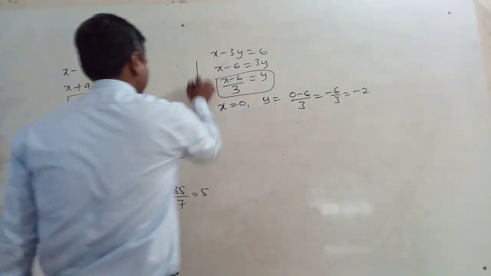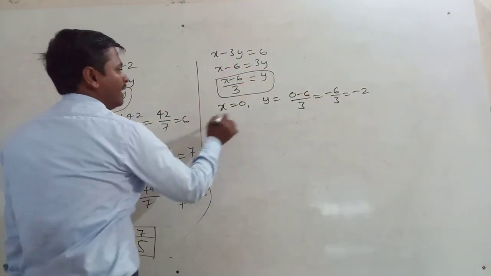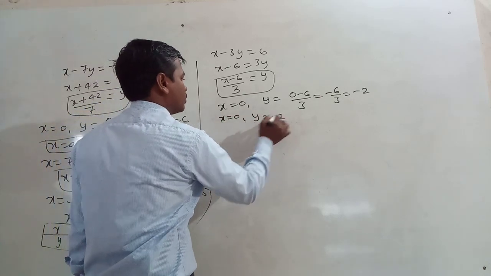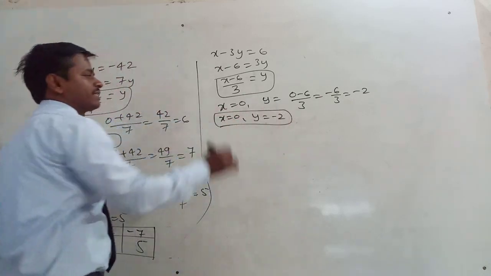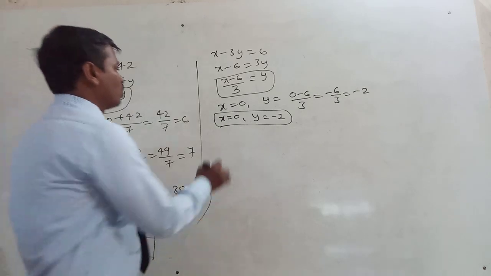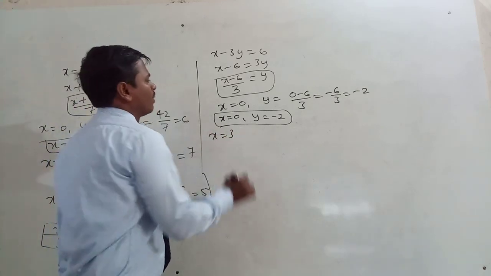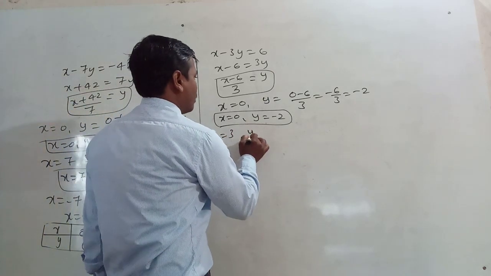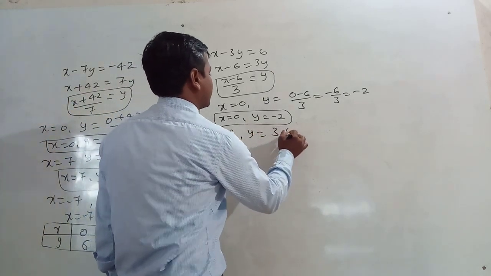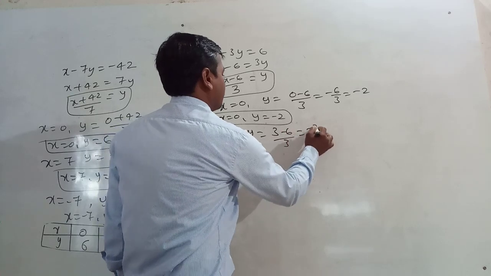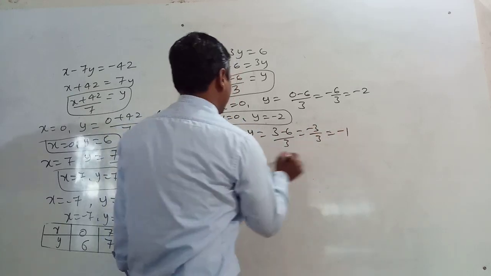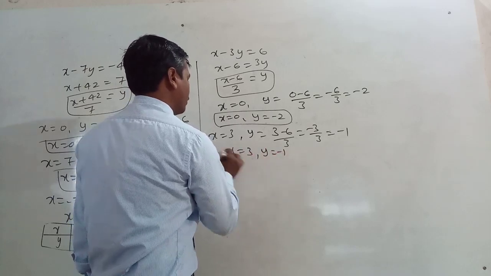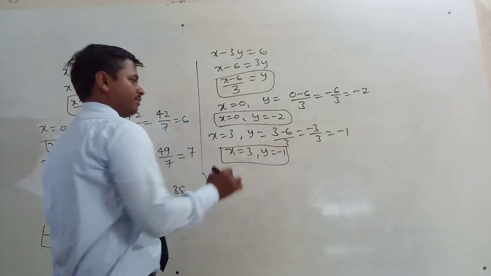What is the next value? When x equal to 0, y value equal to minus 2. That is the first case. What is the next one? When x equal to 3, what is y value? y equal to 3 minus 6 divided by 3. Minus 3 by 3, it is minus 1. When x equal to 3, y value equal to minus 1.